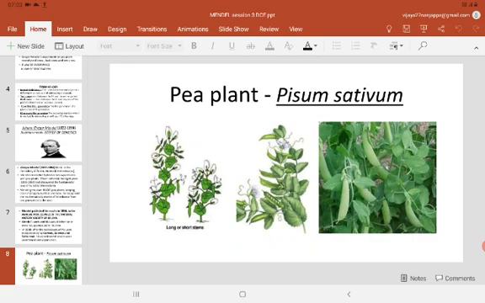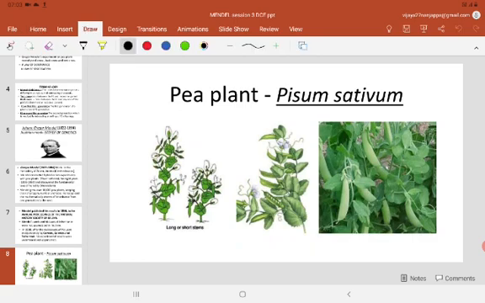This is the pea plant, Pisum sativum. We can find a lot of variations in the characters. And I think Mendel, after careful studies, selected 7 contrasting characters which he took for his hybridization experiments. I think you can make out the different characters.